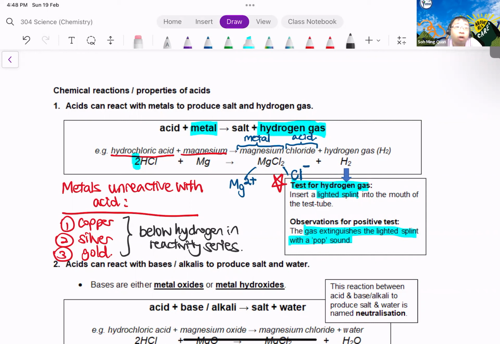Can? So not all metals react with acids. Some metals like gold, silver, they won't react with acids, okay?